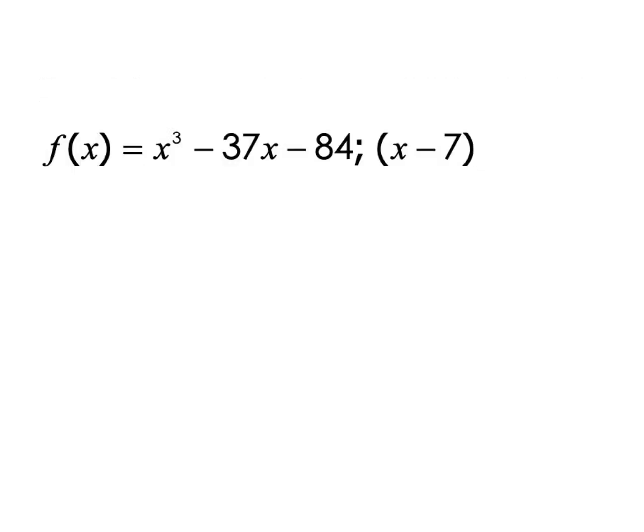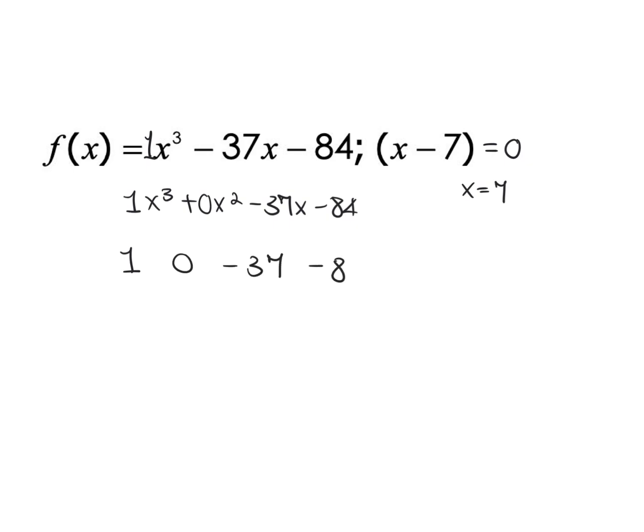Here we have to factor the polynomial completely, so we're going to use synthetic division. First, this is 1x cubed minus 37x minus 84. So I'm going to write this, and then we do x minus 7 equals 0, so x equals 7. That's one of our zeros. And we have to rewrite this as 1x cubed plus 0x squared minus 37x minus 84. So this is 1, 0, negative 37, negative 84.